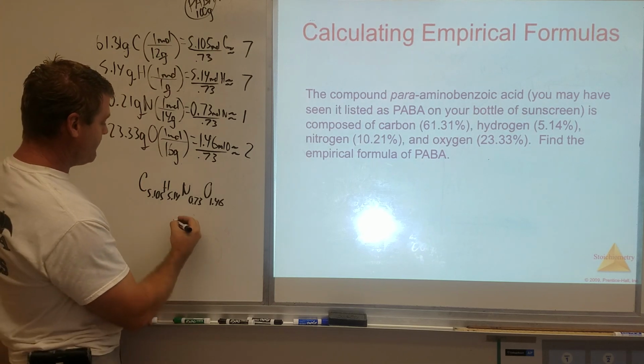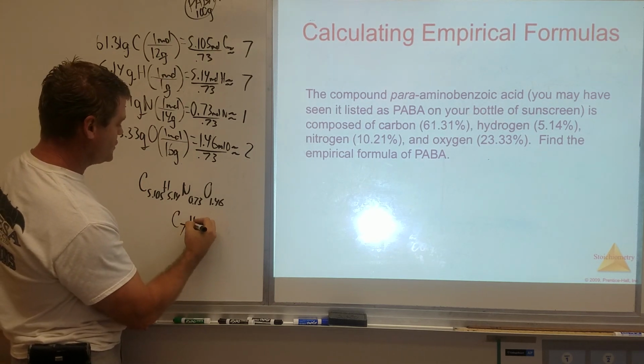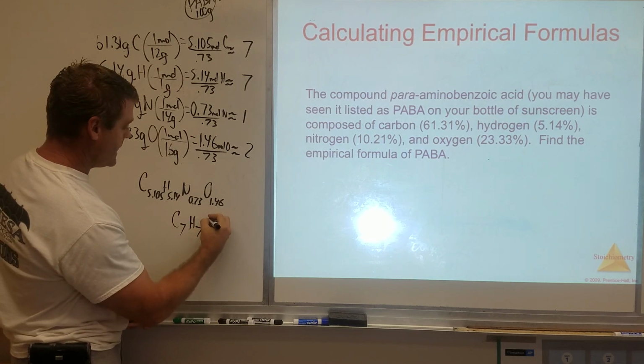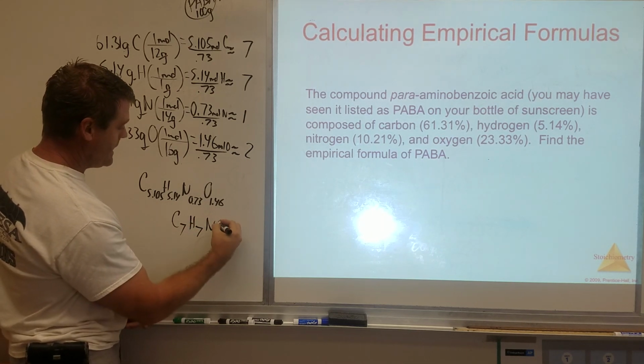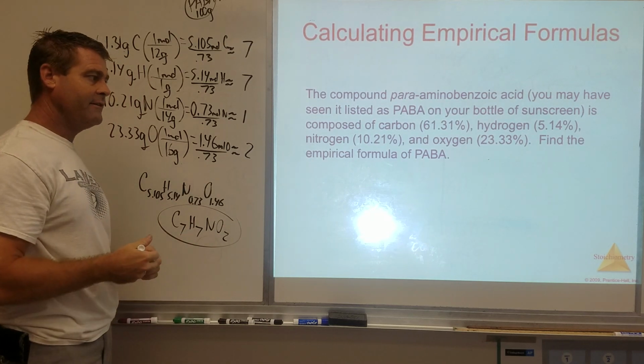And so what we would have is, I would say this is C7, H7, nitrogen's just 1, so I just put an N, and then it's O2. That would be the empirical formula of PABA.